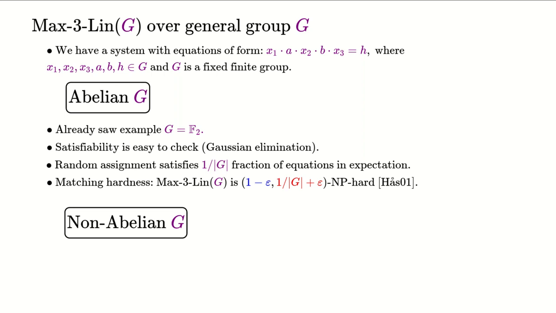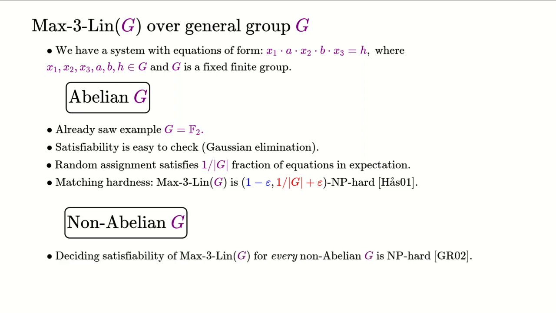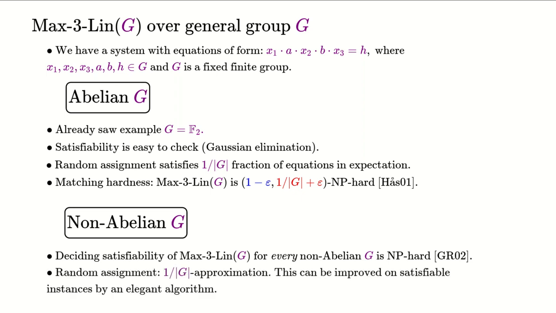Let us discuss non-abelian G now. The situation becomes very different for any such group G, and in particular, deciding satisfiability becomes NP-hard, as shown by a result of Goldmann and Russell. We still have a 1 divided by size of G approximation given by taking a random assignment. However, this can be improved on satisfiable instances by an elegant algorithm.